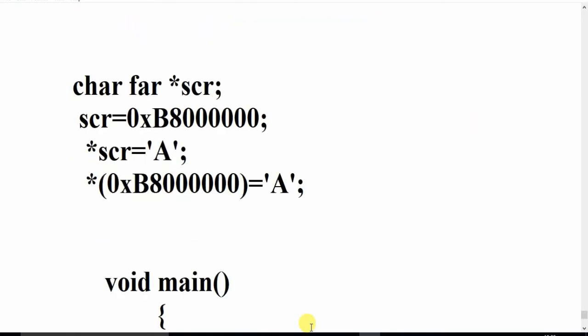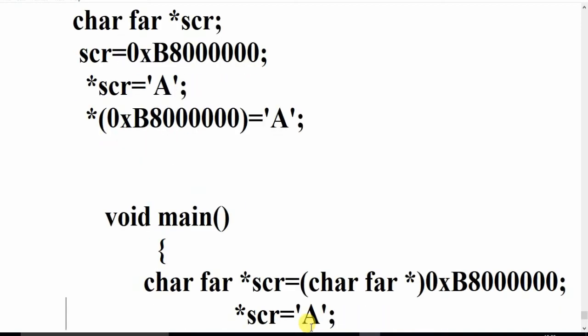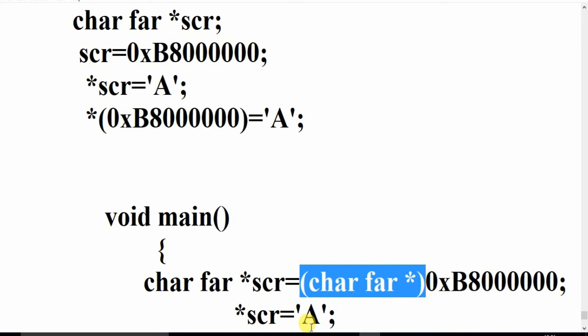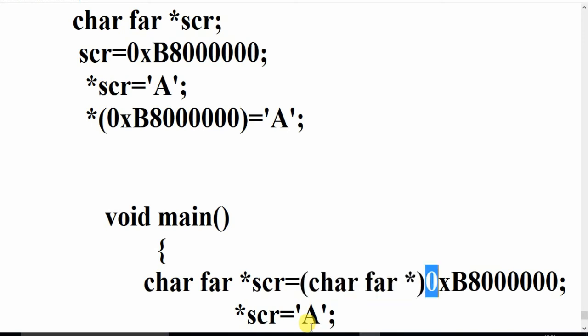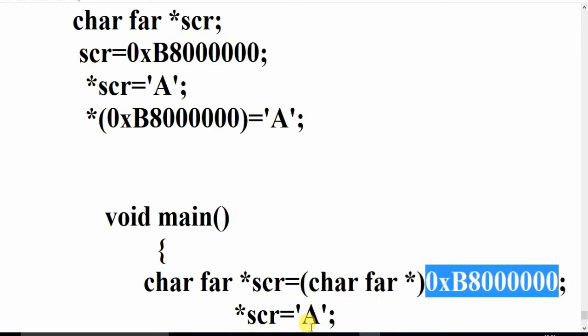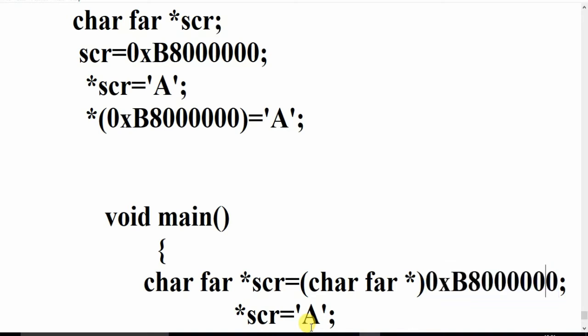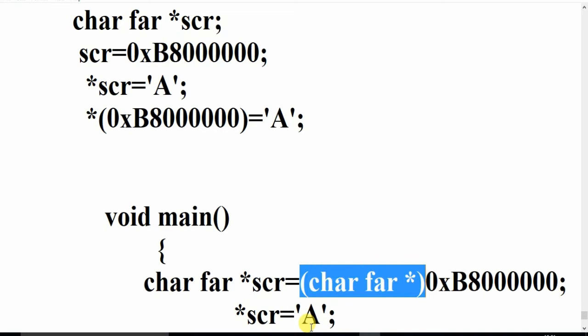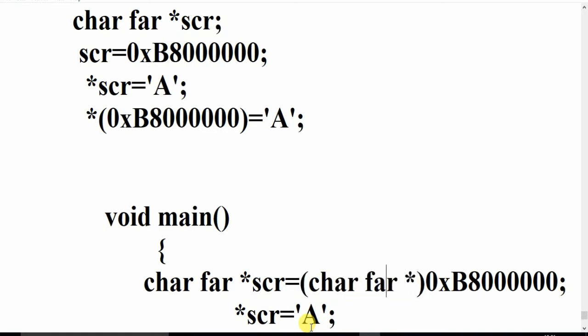Now let's observe this program. In main, we don't require to include any predefined libraries in our program, because we are directly writing our character on the monitor without using the printf function. For the pointer scr, we should use type conversion, because this address is an unsigned long integer. If you want to convert an unsigned long integer to a char far pointer, we should use explicit type conversion, which is stored in scr.